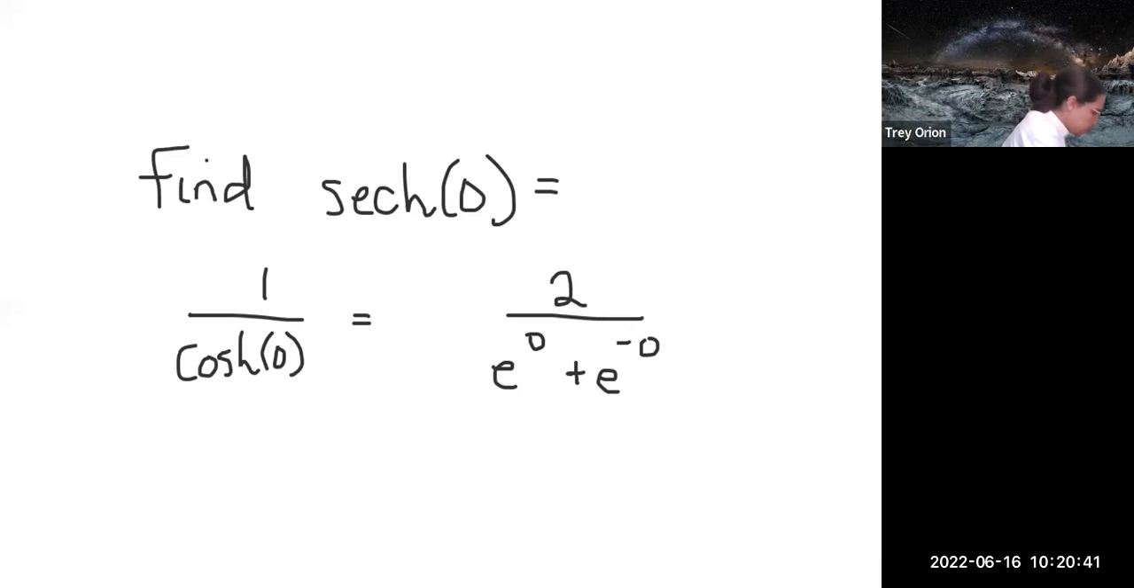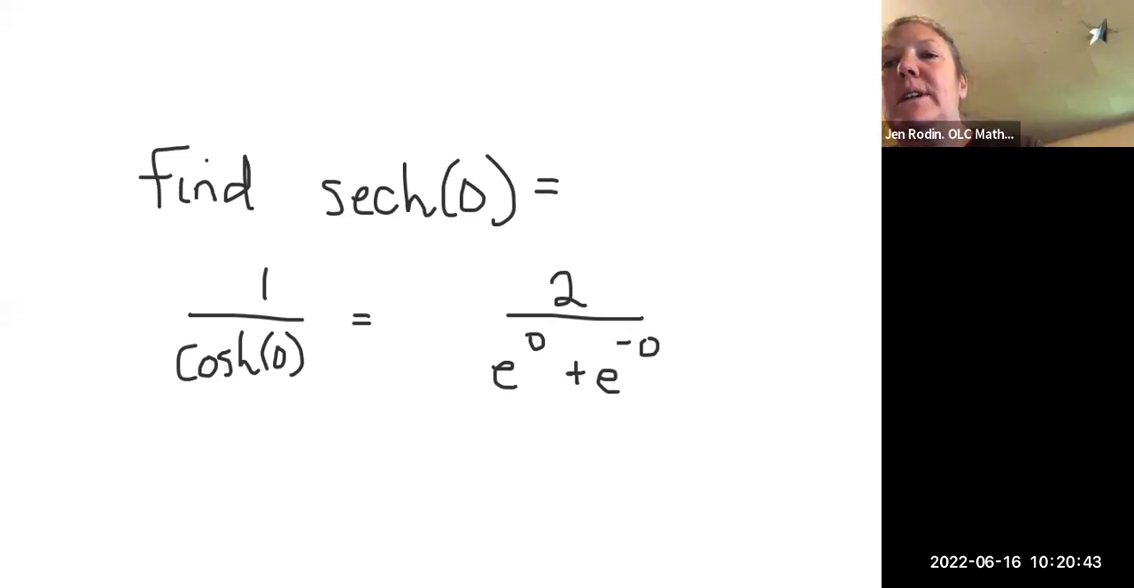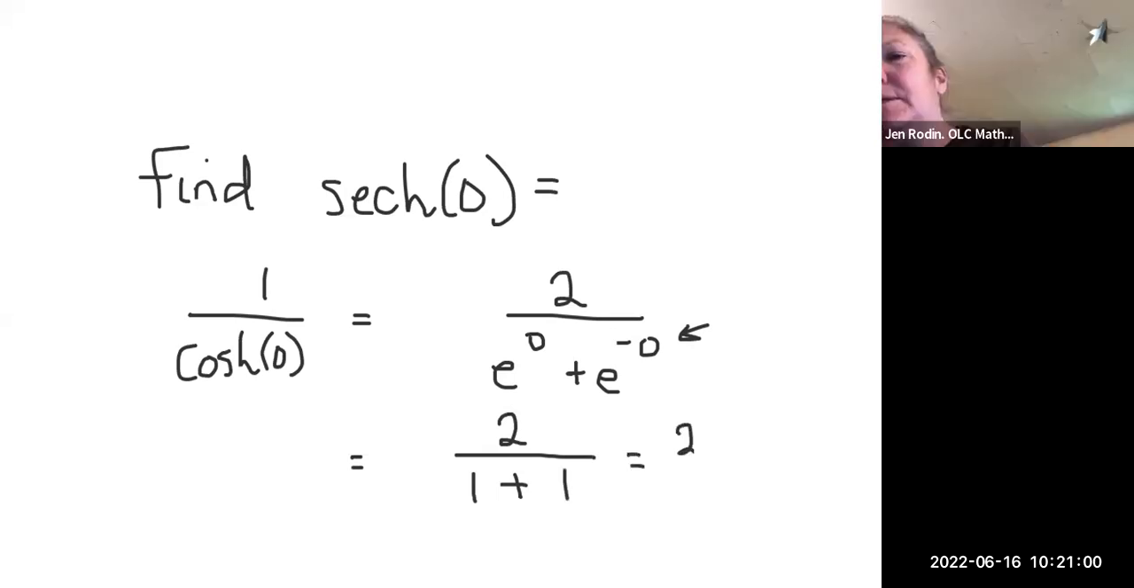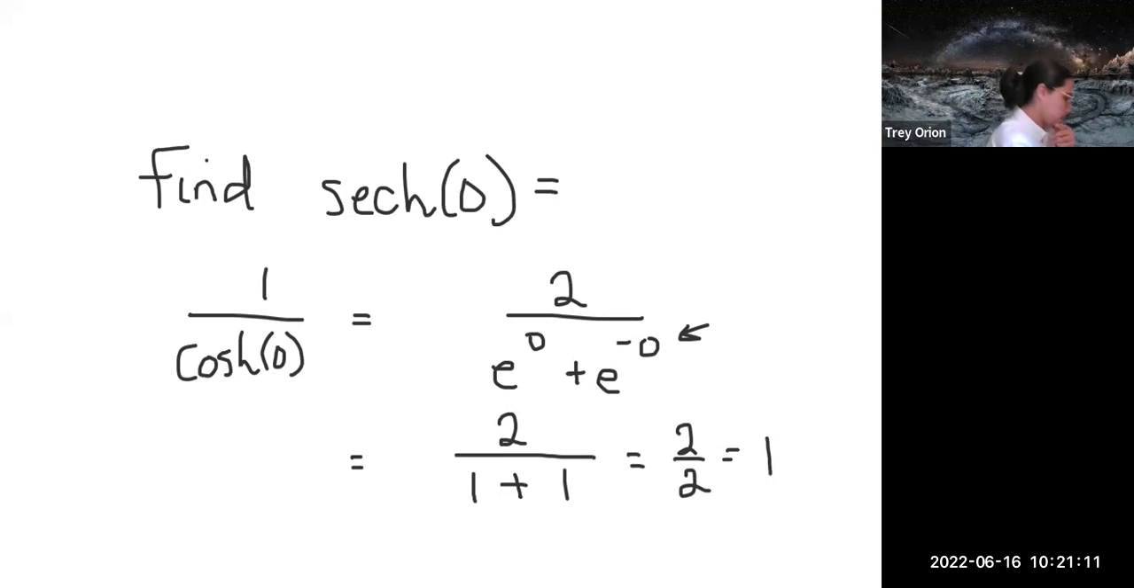Okay. And then this one, I wouldn't even need technology for at all, because I know anything to the 0 is 1. And negative 0 is silly because it doesn't matter. It's 0 or positive or negative 0. So this would be 2 over 2. So that should equal just 1.